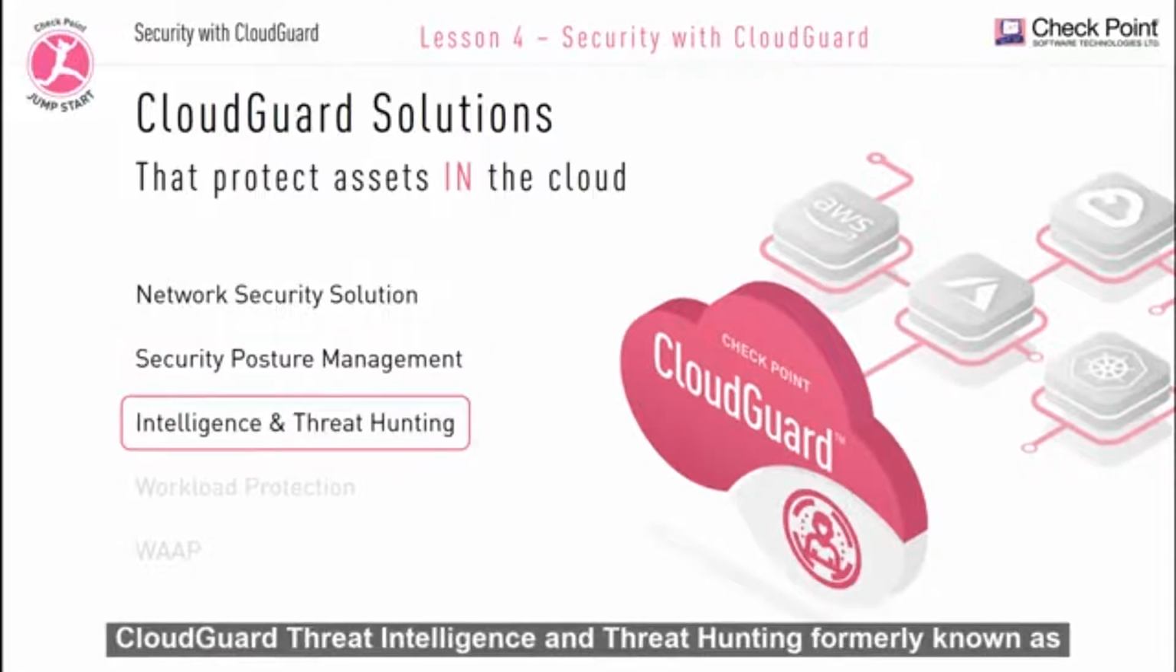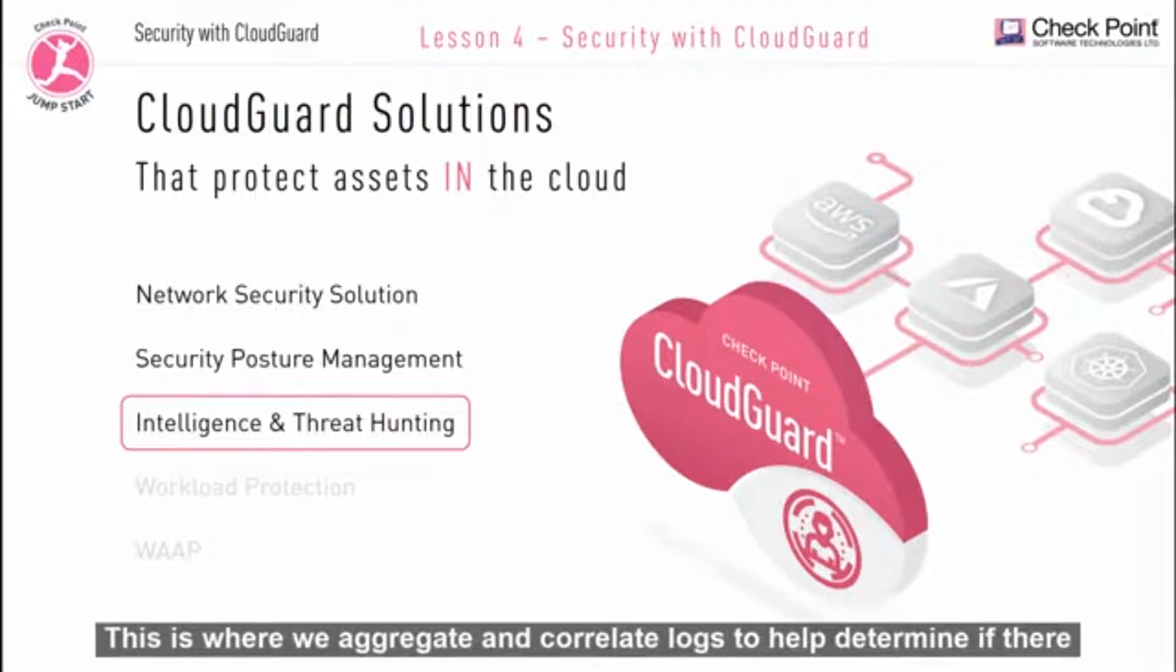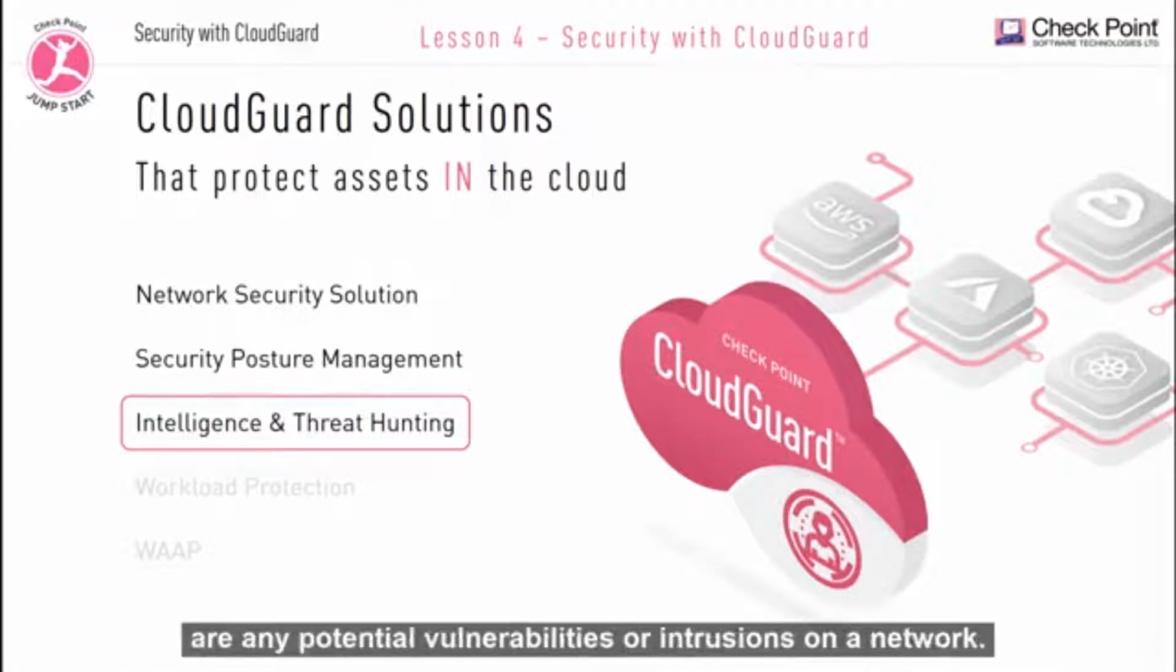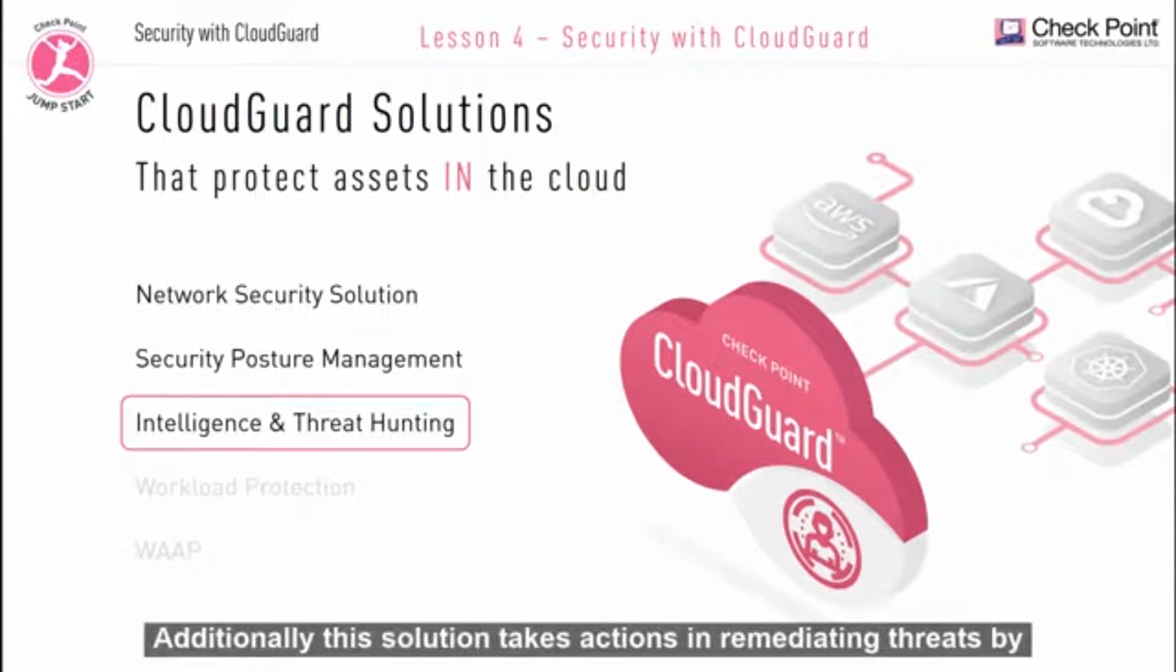CloudGuard Threat Intelligence and Threat Hunting, formerly known as CloudGuard Log.ic. This is where we aggregate and correlate logs to help determine if there are any potential vulnerabilities or intrusions on a network. Additionally, this solution takes actions in remediating threats by containing breaches or disconnecting intruders to safeguard your data.